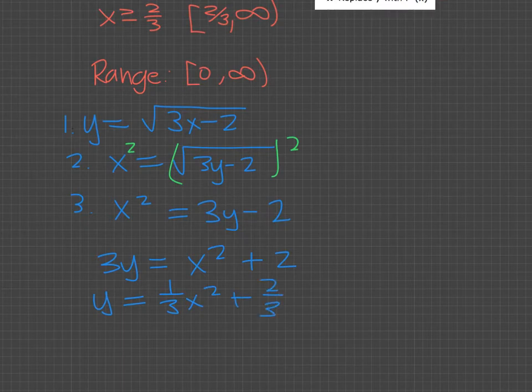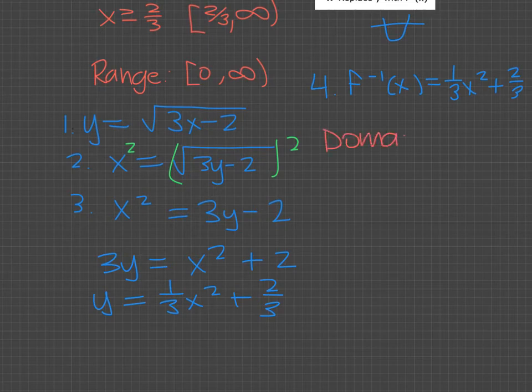The fourth step is to just rewrite using the function notation. So we get f inverse of x equal to 1/3 x squared plus 2/3. Now, we know that we need to have a one-to-one function here. It's a quadratic that opens up, and a quick sketch shows it's not going to pass the horizontal line test. So we need to restrict the domain so that it is one-to-one.